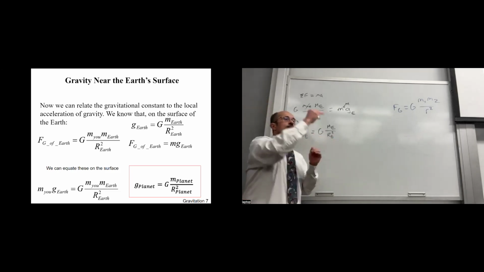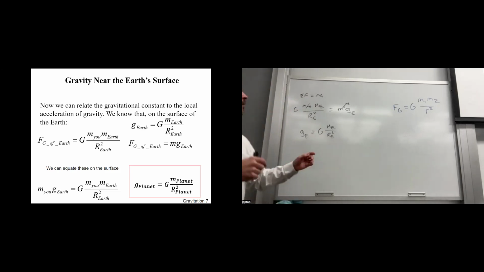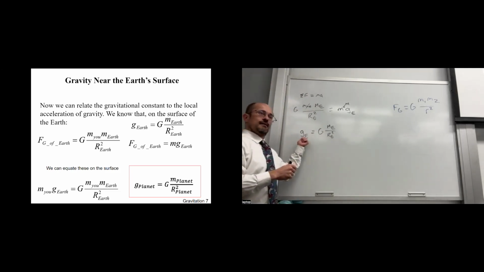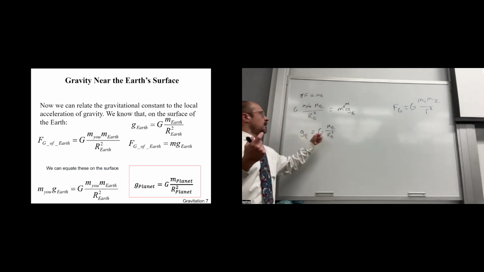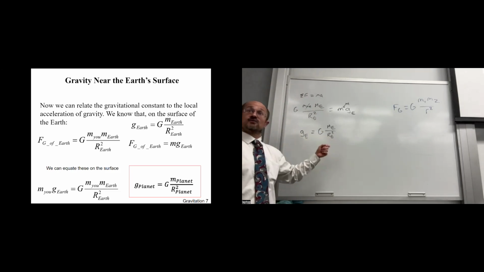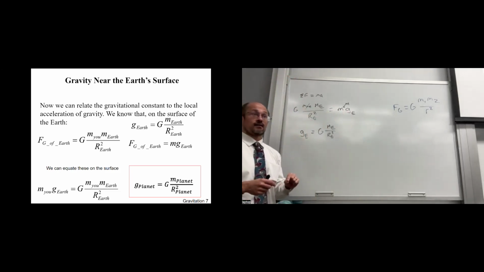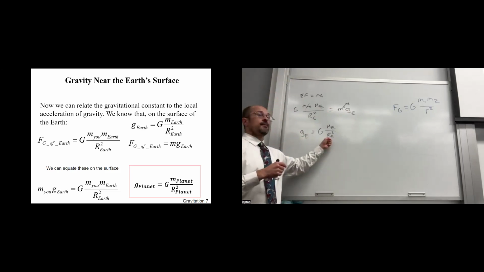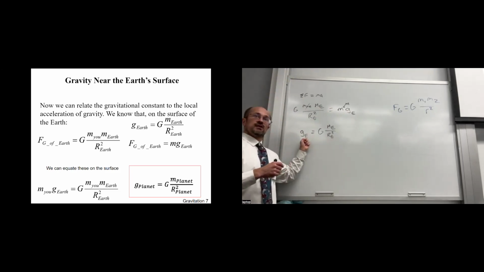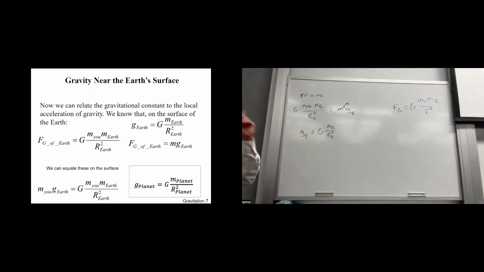But if you go a little bit higher above the surface of the Earth, what happens to little g? The value gets smaller or bigger? This R gets bigger. It gets smaller. That's why in Denver, gravity's a little bit lower than it is here, because Denver's a little bit higher up. This number's a little bit bigger. Little g is a little bit smaller.